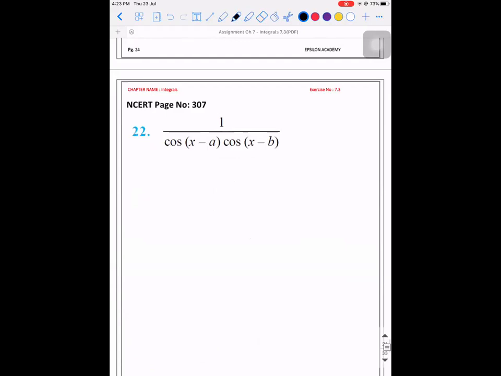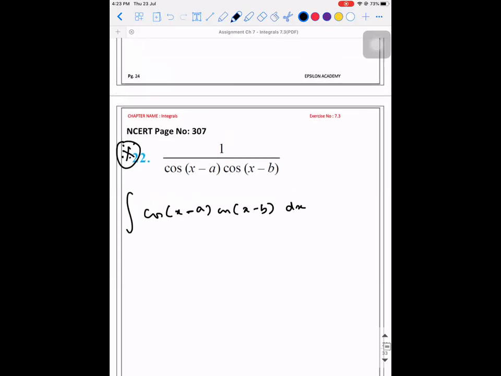Mark this as an important one. This is a good one because you don't know what to do with the numerator. Look at them, 1 by cos into cos, nothing you can do. Had the question been integral of 1 by cos x minus a into cos x minus b, we could have thought of something. What is that we could have thought? Multiplied and divided by 2, then you would have multiplied and divided with 2 cos a cos b, and applied the formula cos a plus b plus cos a minus b, right? But here we don't have such a condition because this whole thing is in the denominator.